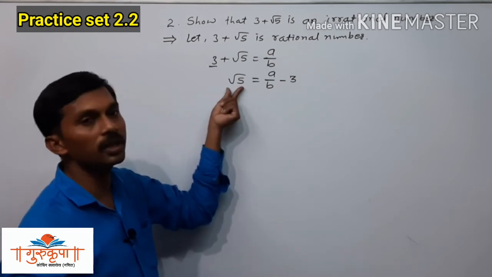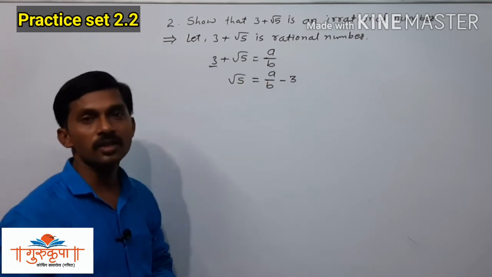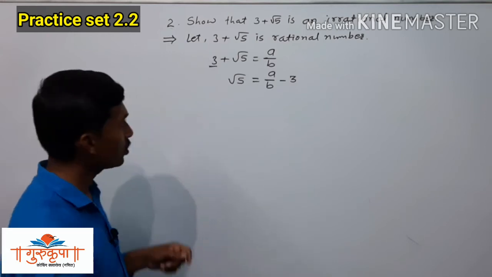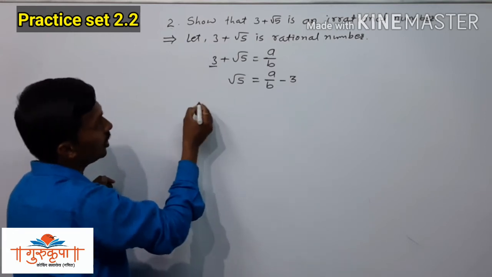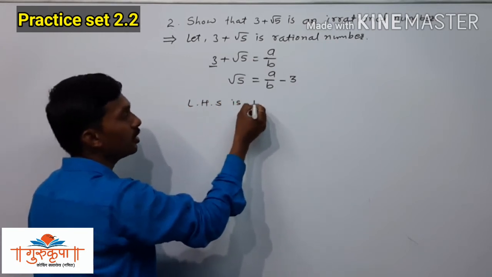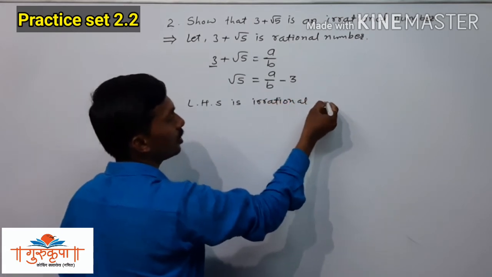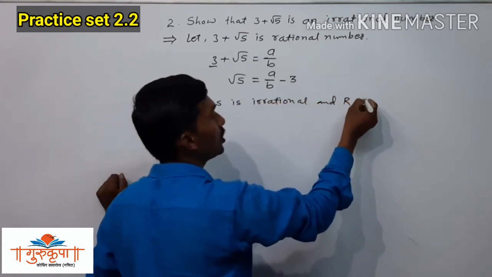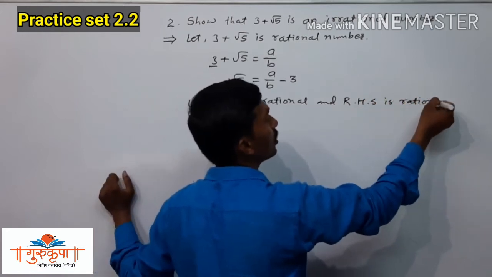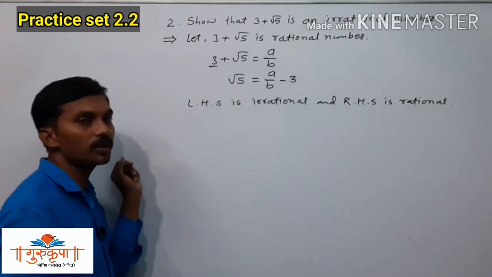It is not possible that an equation having LHS irrational and RHS rational, which is impossible, which is contradictory. So here we can write LHS is irrational, and RHS is rational. LHS is irrational, that is root 5 is irrational number.